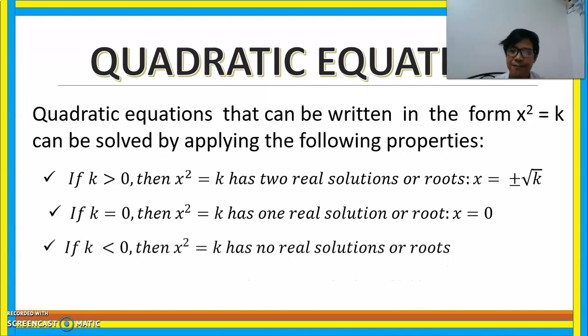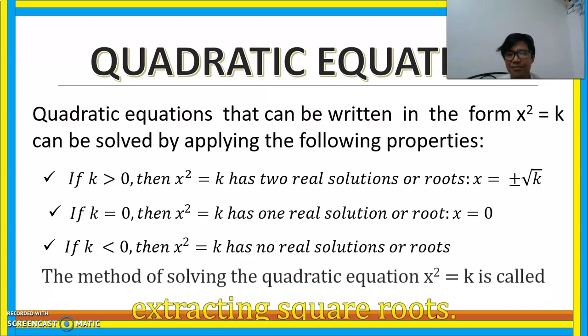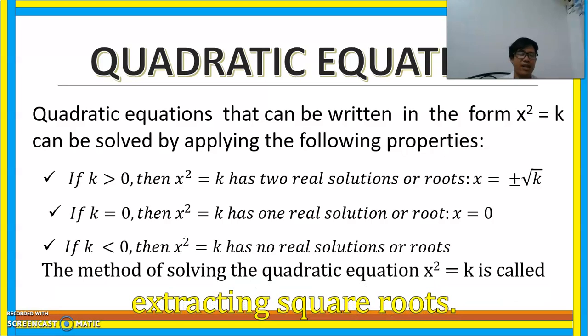Next, if k is negative, which is less than 0, then x squared equals k has no real solution. I repeat, if k is negative, the equation has no real solutions or roots. The method of solving the quadratic equation x squared equals k is called extracting square roots. Now let us apply this method to solve quadratic equations.